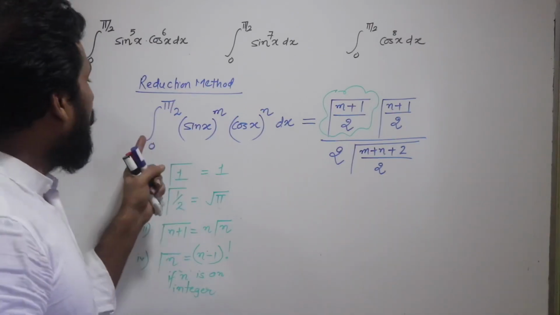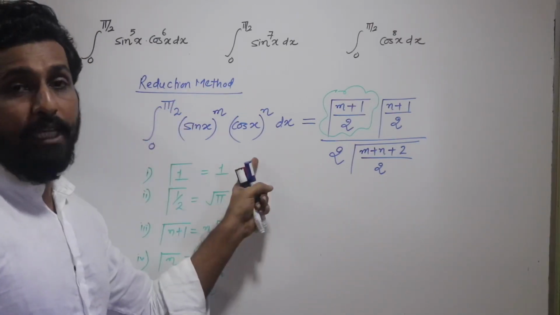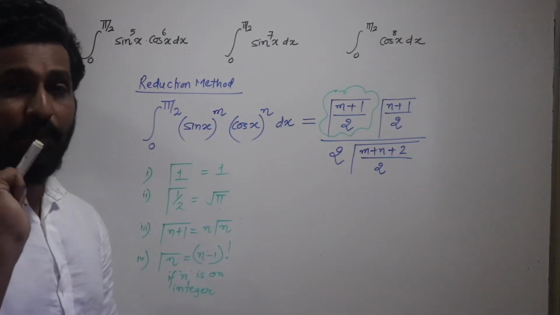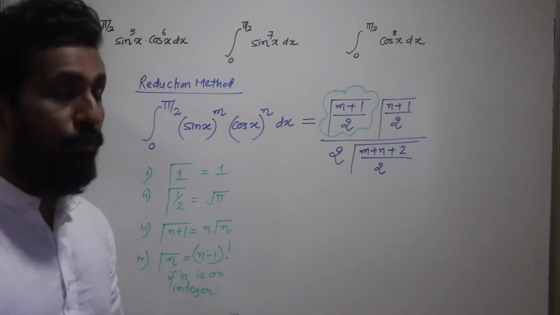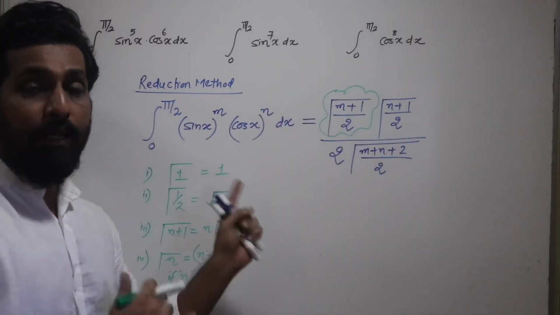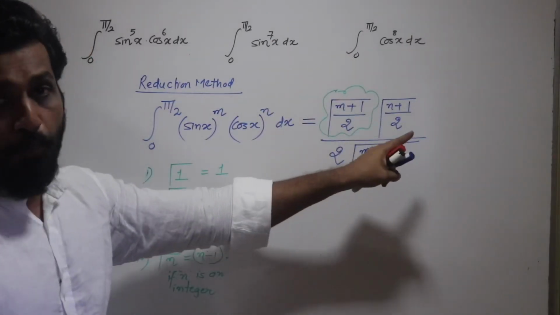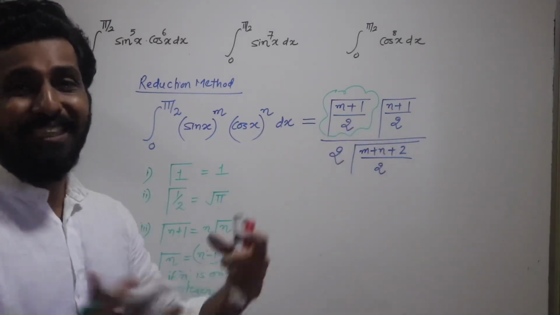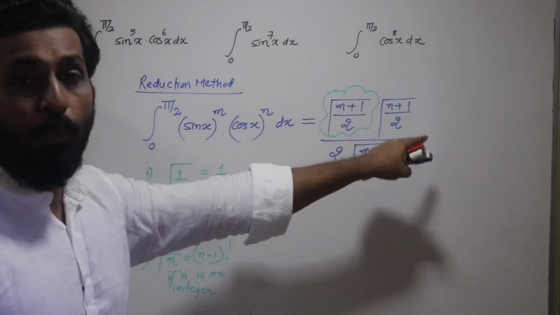So as I said, 0 to pi by 2, sin x and cos x, these are two terms with some powers, and the formula is gamma of (m plus 1) upon 2. Just memorize the first term, that is enough to memorize the entire formula. So replace m with n, you get gamma of (n plus 1) upon 2. There are two terms, so write 2, and whatever terms you have got here, just add them. So gamma of (m plus n plus 2) upon 2.